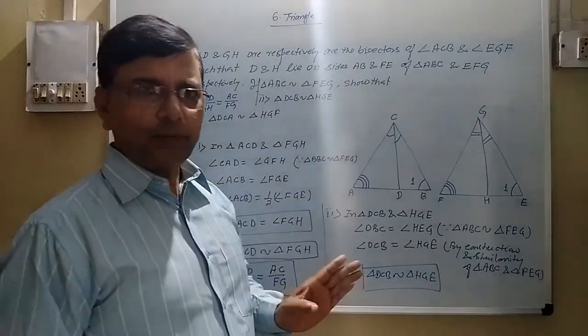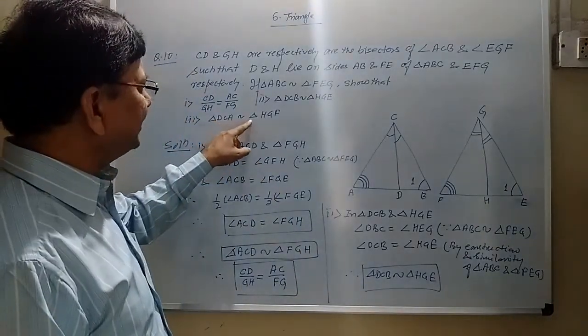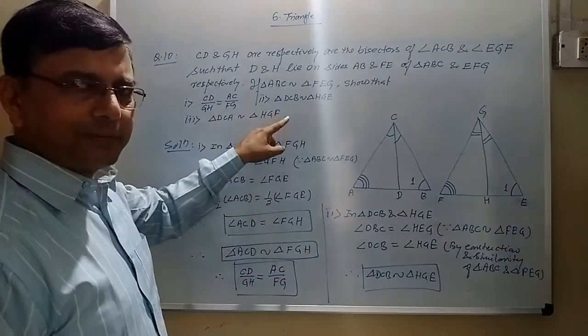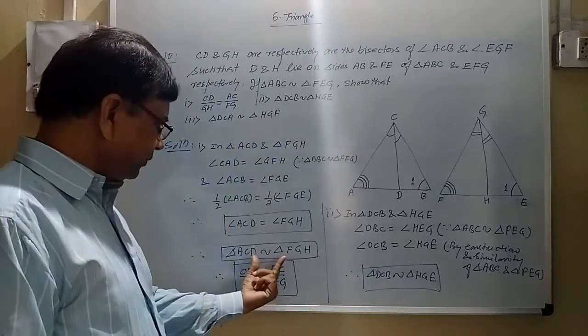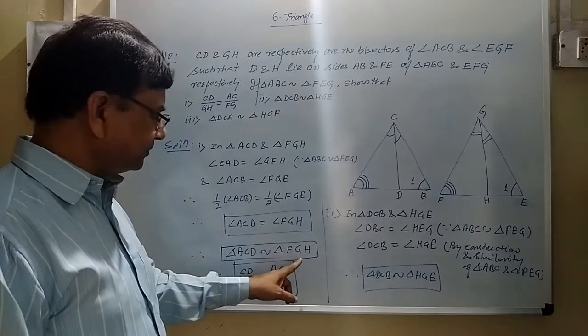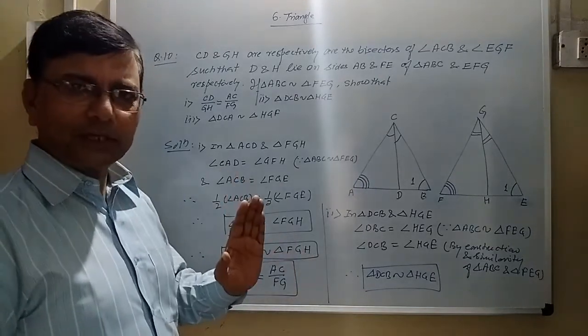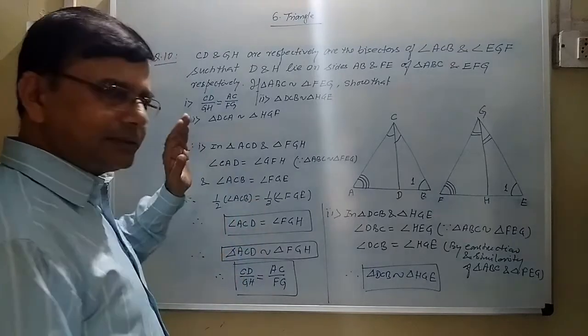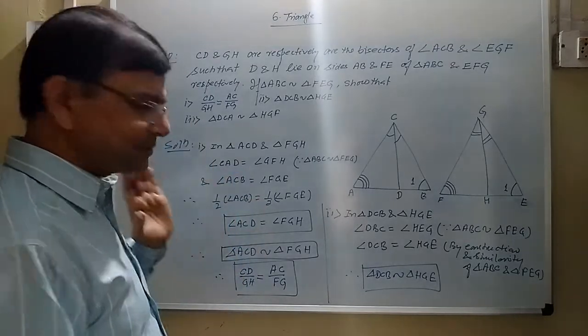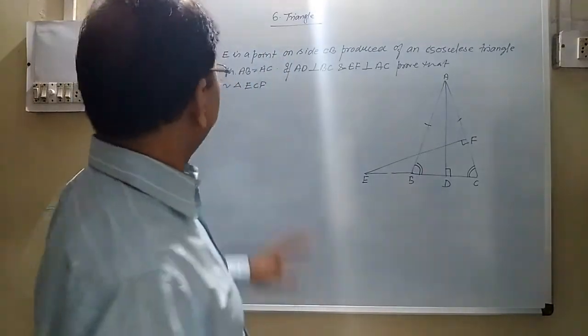If you look carefully, then the third part, that is triangle DCA is similar to triangle HGF. Right? So this is proved over here already. DCA or ACD is similar to FGH. So there is no need to do the third one, we can say the third part can be proved by this method. Now we will take question number 11.